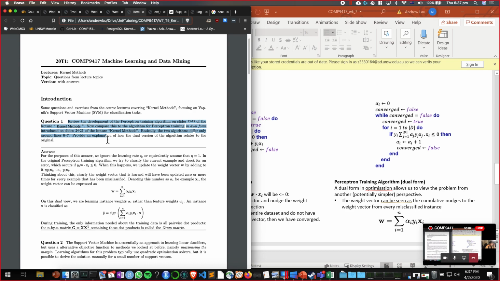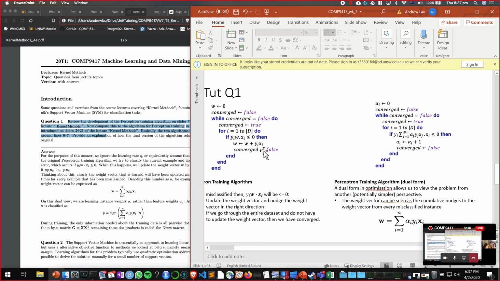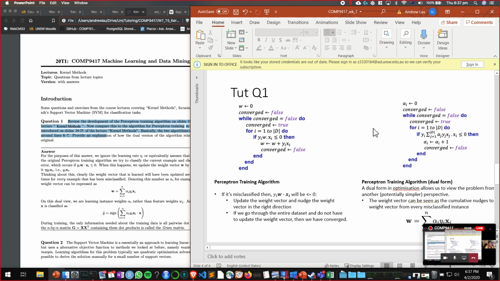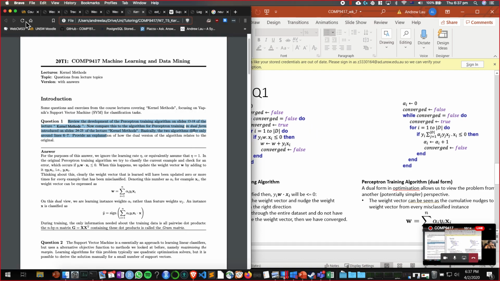So question 1 is essentially asking you to compare the standard Perceptron training algorithm with the dual form, which is another way of expressing it, meant to be easier to compute.